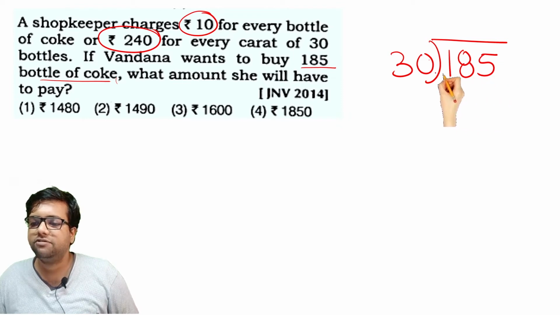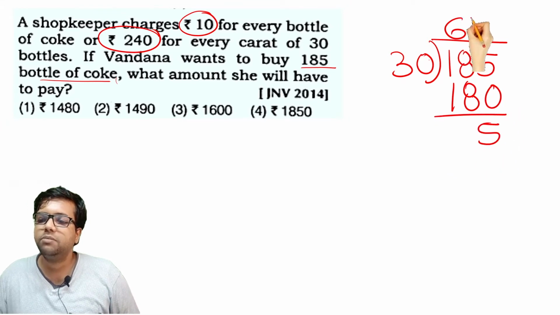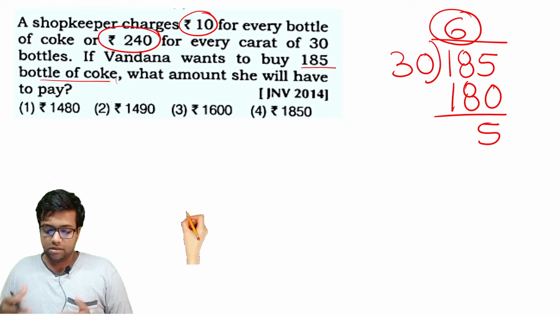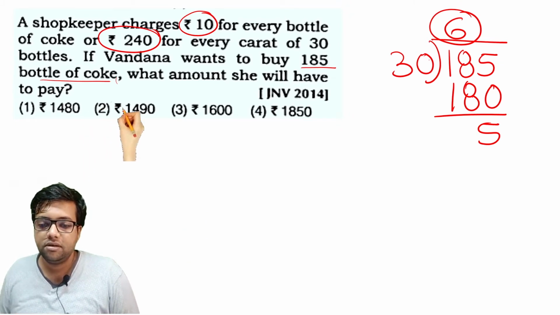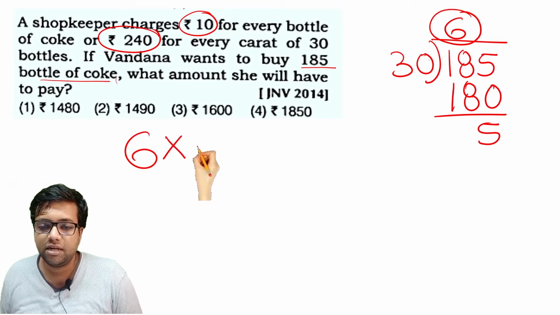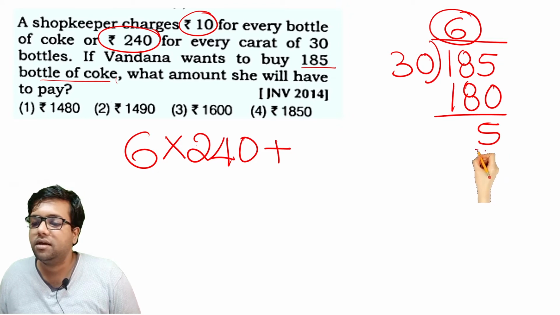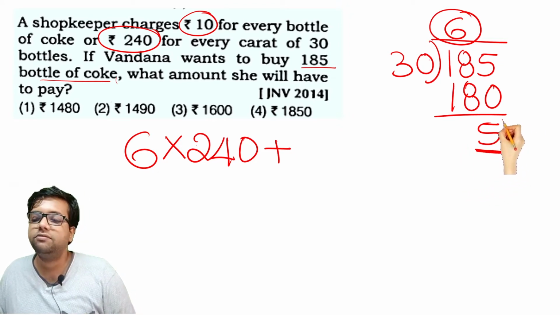So 185 is there. You can directly do it: 6 times 30 is 180, right? And you are left with 5. That means 6 carats, or groups of 30 bottles, will come. That means 6 should be multiplied with what? 240 rupees, plus the extra bottles. 5 extra ones will be remaining.